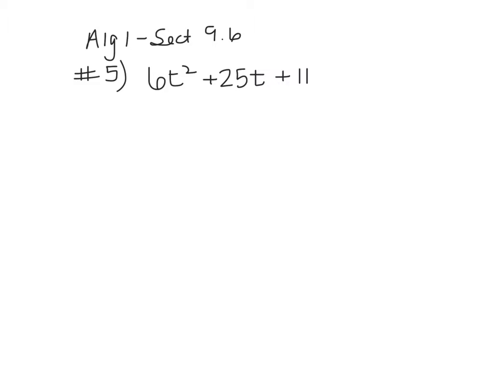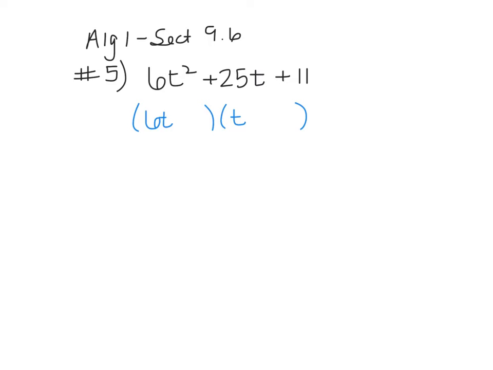For Algebra 1, Section 9.6, number 5, one thing that I want to point out is when you factor something like 6t squared plus 25t plus 11, we have to have factors of 6 and factors of 11. So if I break this up into factors of 6, I can do 6t and t. And then I could see what my factors of 11 are, which would be 1 and 11.